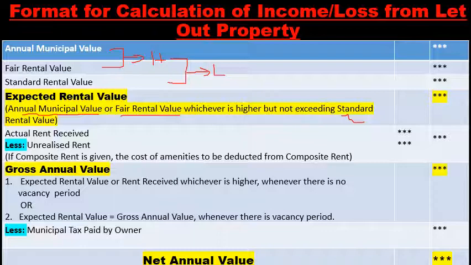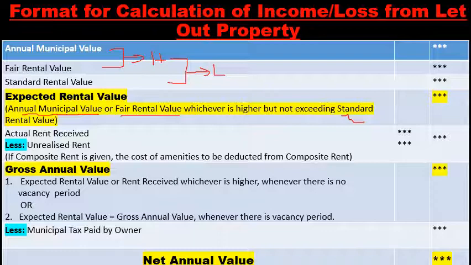If there is any unrealized rent related to this house of the previous year, then you have to deduct it from actual rent received. But there are some conditions on when you have to deduct the unrealized rent. That I will explain in the coming classes. And another one: if the composite rent is given, the cost of amenities is to be deducted from the composite rent. If instead of actual rent, the composite rent is given, then what is composite rent?